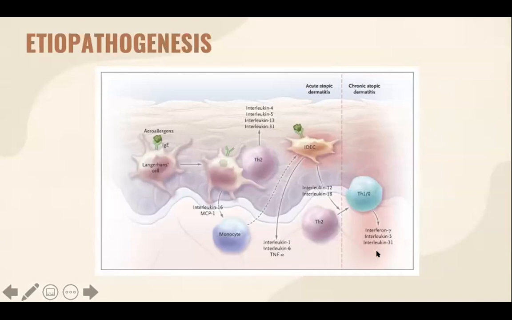So it's important to keep in mind that there are two categories of T-cell mediated response. One facilitating the acute atopic dermatitis phase, which is T helper 2 response, and one the chronic atopic dermatitis phase, which is T helper 1 response.